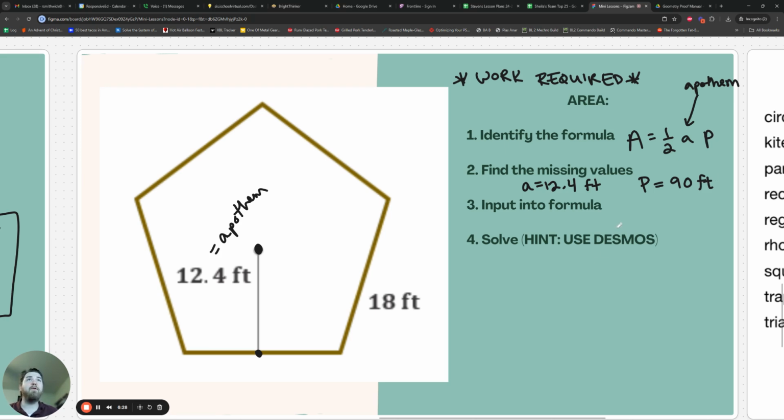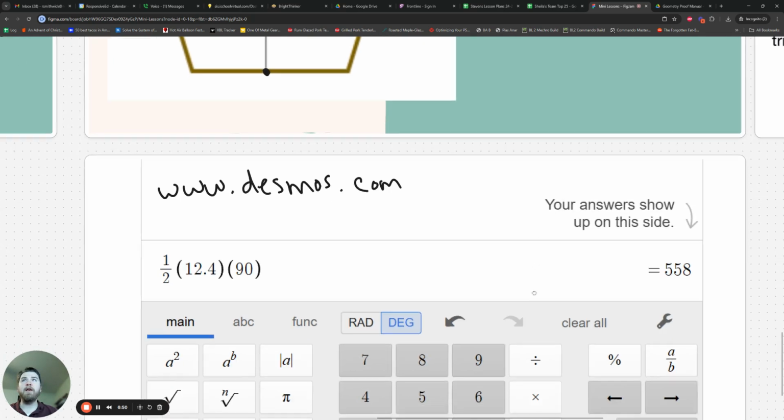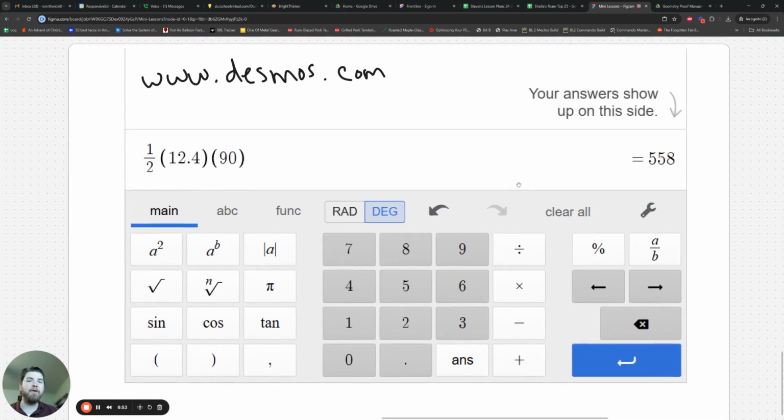Next, plug it all into the formula. So I'm going to get area is 1/2 times my apothem, which is 12.4, and then my perimeter, which is 90. So I've got that there. And then all I need to do is solve. And I put a hint on there. Use Desmos. Desmos, guys, is one of our calculators. If you haven't used Desmos, please do. Desmos is www.desmos.com. There's also a link on our landing page that you can go there and get the calculator from there. If you go to Desmos, you can just plug that straight into your calculator there, 1/2 times 12.4 times 90, and you get 558.